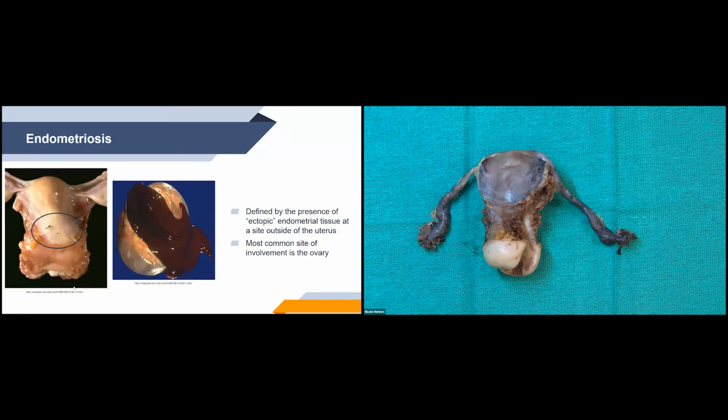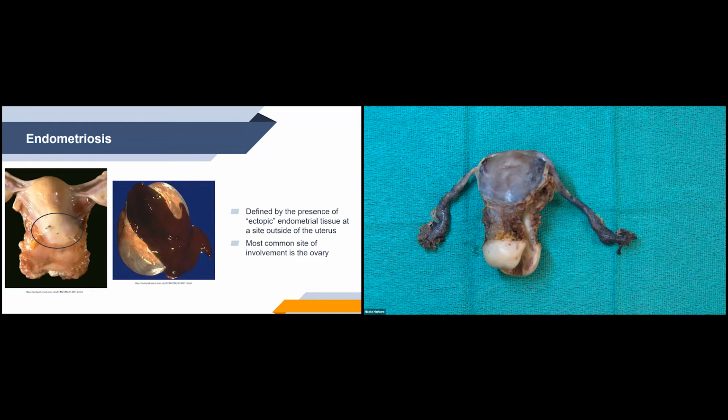So another benign condition is endometriosis, which is defined as the presence of ectopic endometrial tissue at a site outside of the uterus. And the most common site of involvement is the ovary, which is seen as a chocolate cyst. So you can see that with the image there. So this is a benign ovarian cyst filled with old menstrual blood that is brown and tar-like in its appearance, which makes it look like melted chocolate. And that's where it gets its name from.